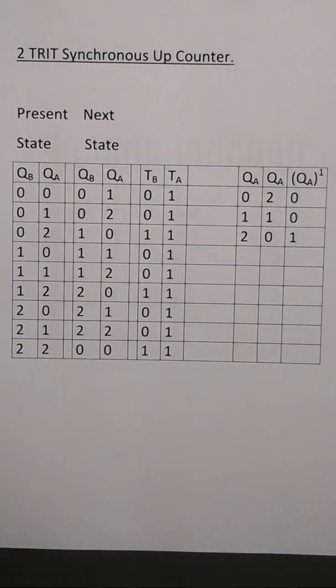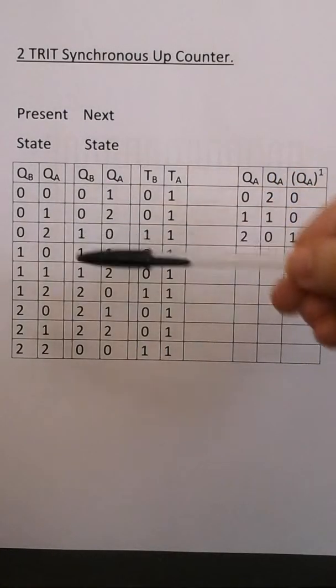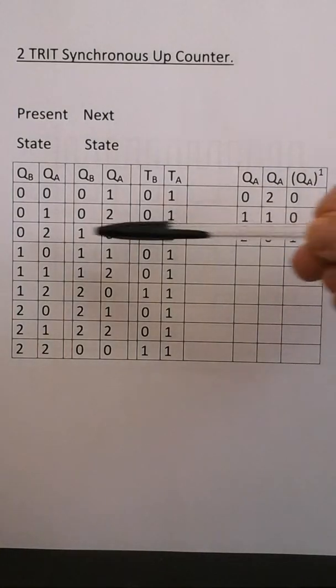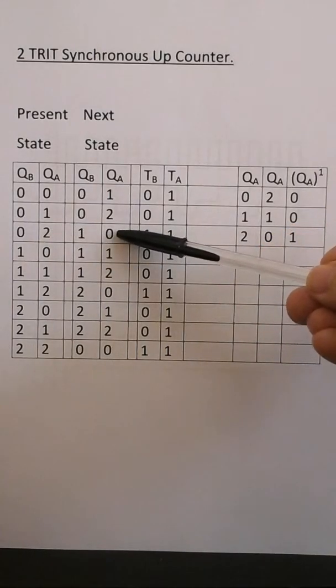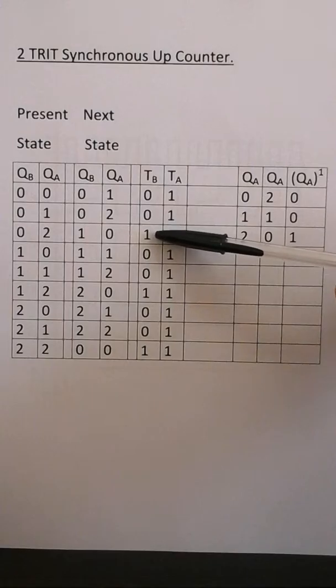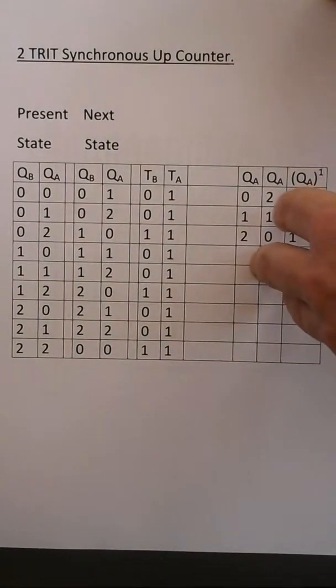So yeah, it should be not QA is 2 or a 1. So when QA is a 2, not QA is a 0, and TB is a 1 there. I'll show you in the next set.